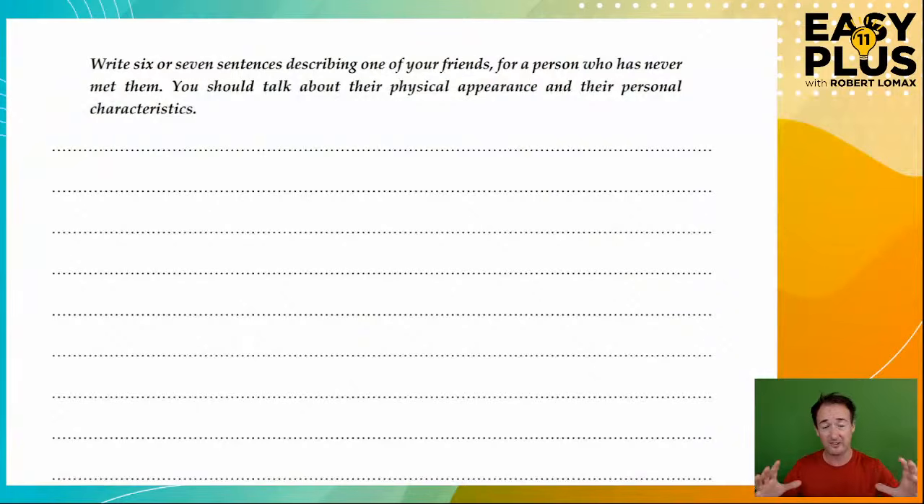Because when you get these tasks that ask you to describe something in a really concentrated way, these tasks force you to focus on the detail of your writing skills and really make the most of them. Now, let's look at the question itself. Write 6 or 7 sentences describing one of your friends for a person who has never met them. You should talk about their physical appearance and their personal characteristics. So it's describing this person to somebody who doesn't know them so that they can form a picture of them. And we need to talk about how they look and what they are like.